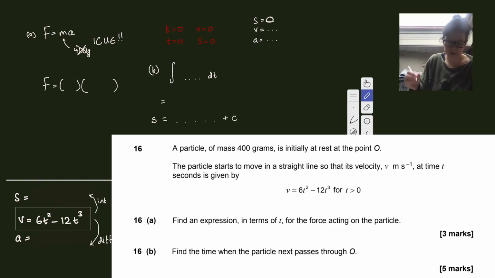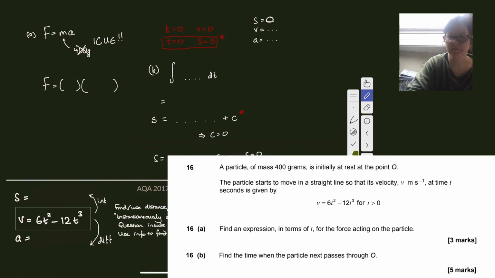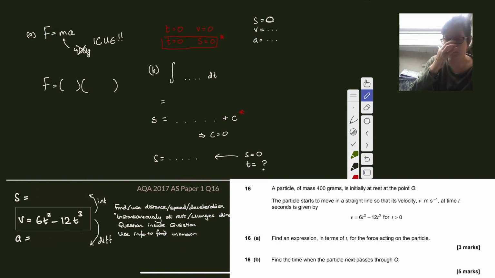Now we can't solve S is 0, which is what we actually want to do, until we find out what C is. So we need some information, and this is the information that we need. When T is 0, S is 0. So if you sub that piece of information in here, then you will get C, and then you know the whole of S, and then you're going to put this S equal to 0, and you're going to solve it to find T, and then you're all done. Oh, I'm sorry, let me move that so you can actually see.